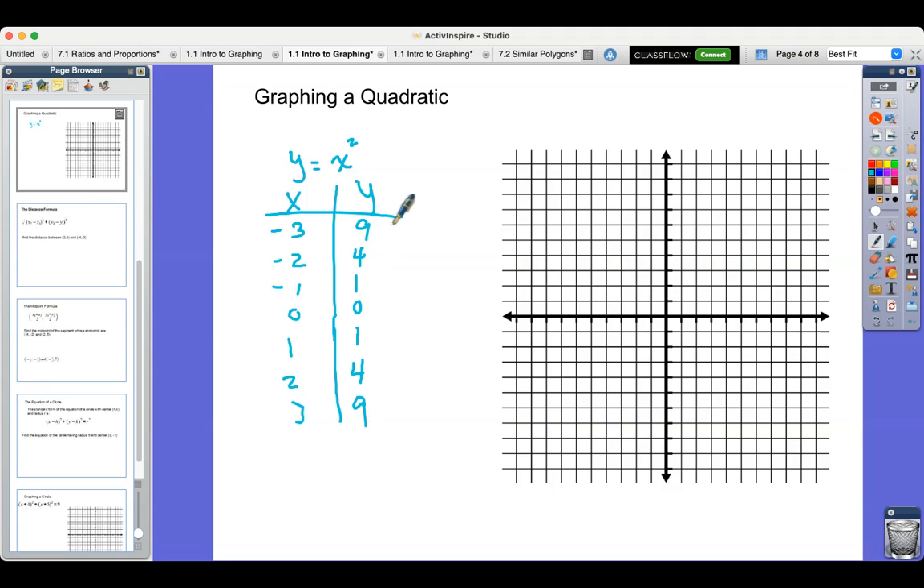Look at this right here. Even though these values were negative, these stay positive. So let's graph that. We'll start with our 0, 0 right here. Like we said, if you get a -1 on the x, what's the value of y? +1. If it's -2, you get a +4. If you get a -3, you get a +9. And that happens in the same way on the other side. If you have a +1, you get a +1. If you have a +2, you get a +4. Get a +3, you get a +9.